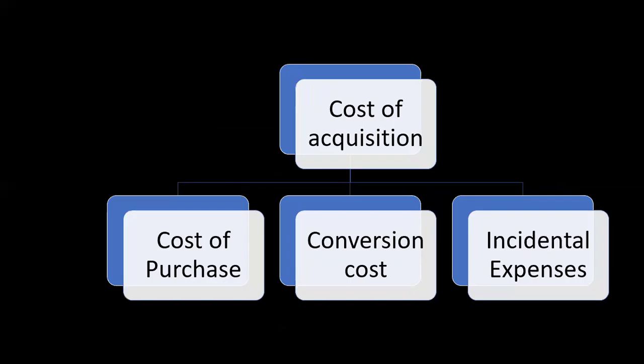So let us pick up the first one, the cost of acquisition. According to the standard, the cost of acquisition consists of three important parts. One is the cost of purchase or purchase price, plus the conversion cost, plus the incidental expenses or other expenses which are required to bring this inventory to the working condition. So at the time of acquisition, the inventory should be recorded and reported at the purchase price, plus the conversion cost, plus incidental expenses.